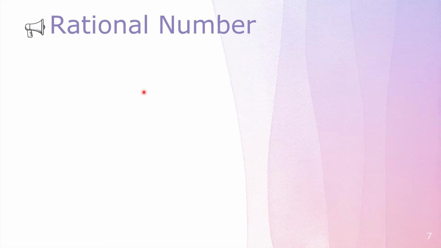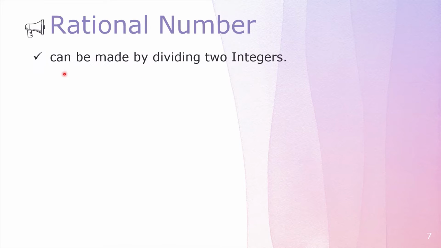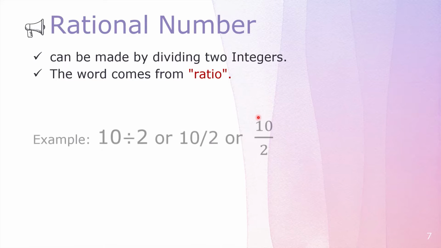Ano ba ang rational number? A rational number can be made by dividing two integers. So let's have an example. It also comes from the word ratio. Rational. The root word is ratio. It's division. It's also the same meaning as division, a ratio. Okay, let's have an example here.